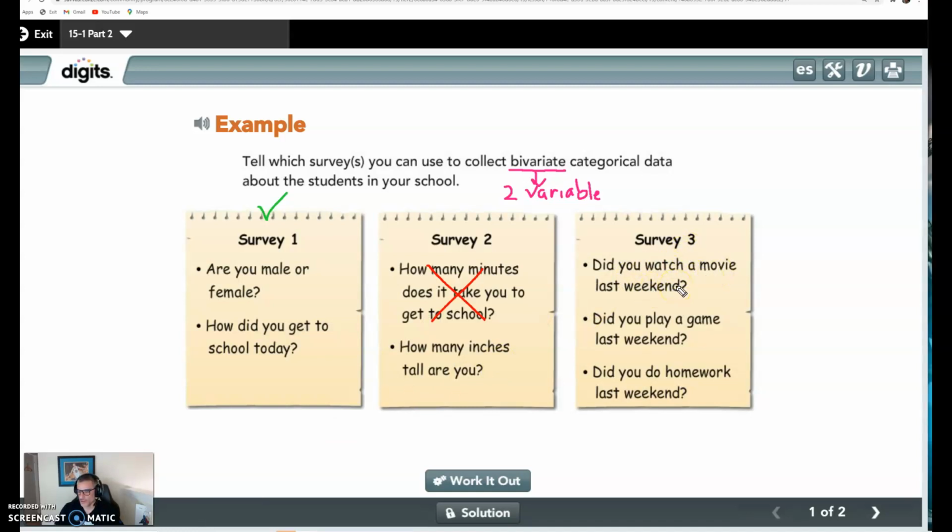And then survey number 3, did you watch a movie last weekend? Maybe a Fast and the Furious film? Did you play a game last weekend? Did you do homework last weekend? These are categories. I totally agree. We could use any two of those. The problem with survey number 3 is there's 3 of them. So we actually have 3 variables here, right? Which is why this one doesn't work. We have too many variables for what we're doing. So this is not bivariate. This is trivariate, right? We got 3 things going on here. So again, as you're doing the homework, if you see 3 questions, you immediately know it cannot be a bivariate categorical survey.